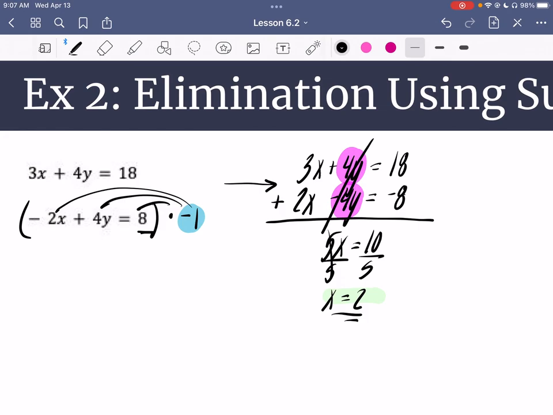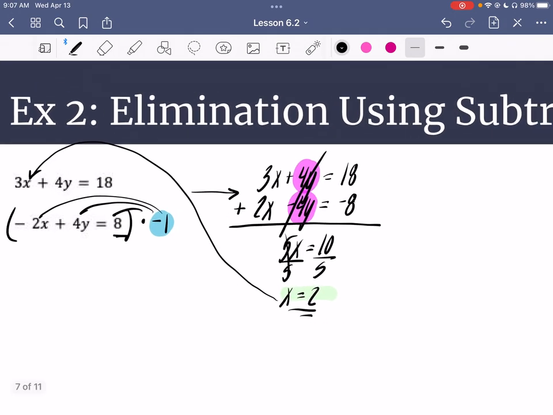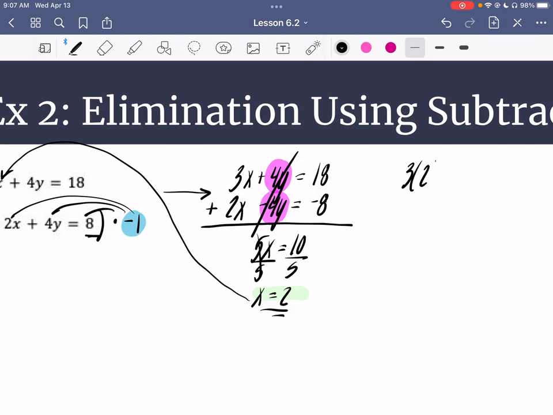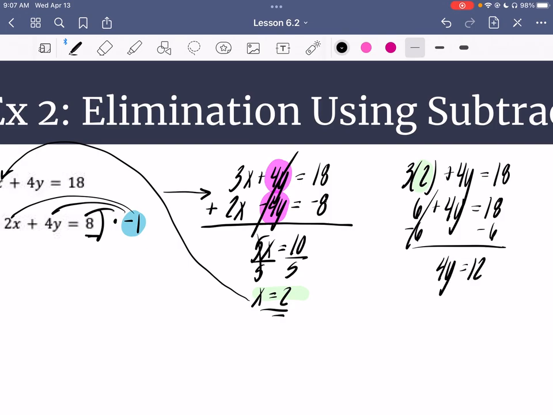And then I can go ahead and plug that into one of the original equations. I'm going to plug that into the top equation again, just because it doesn't have negatives. So 3 times my x value, which is 2, plus 4y equals 18. Now I can go ahead and solve for y. So 3 times 2 is 6. I can subtract that 6 from both sides. I get 4y equals 12. Divide both sides by 4, and I get y equals 3. Okay, so there is my solution, (2, 3).